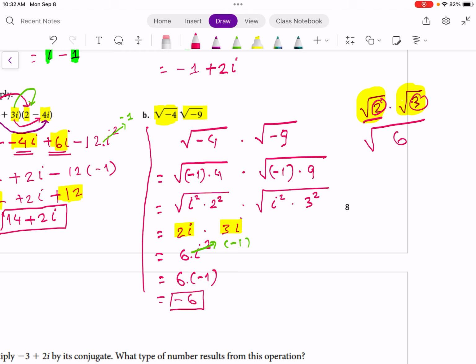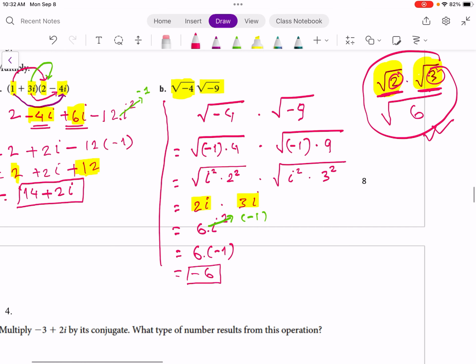So this is how we multiply real numbers. The square root of 2 and the square root of 3 are real numbers, and this is how we multiply them. But in our case, we do not have real numbers, we have an imaginary number. We have a negative number under the square root. If you see a negative number under the square root, you always have to rewrite it in terms of i. Once you rewrite in terms of i, only then can you use the property that we use for real numbers. Okay, any question?